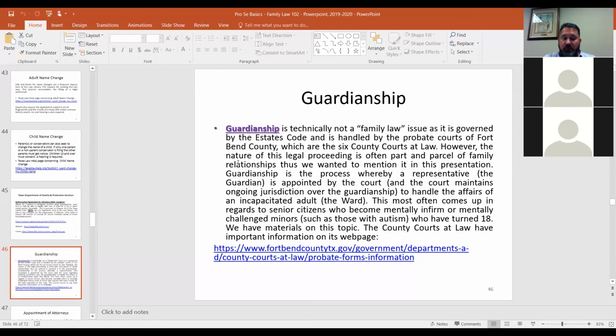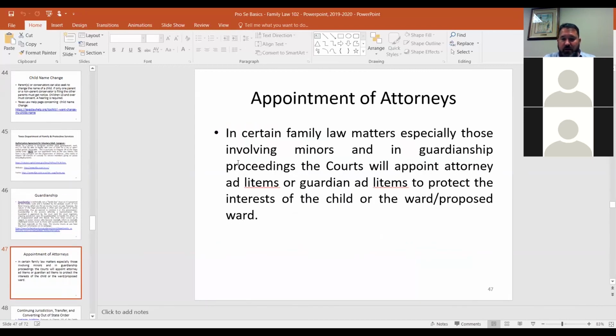And there's also stuff on the court's website that you'll see on that link below. So it's an issue that's near and dear to family members, and I did want to mention that. Sometimes attorneys have to get appointed in family law cases at various times, and also obviously in guardianship cases.